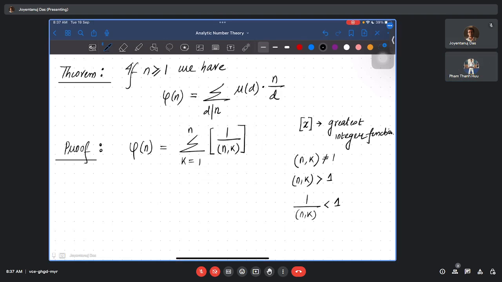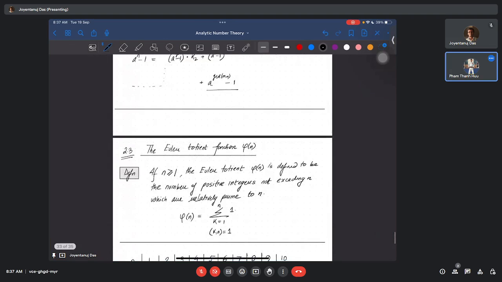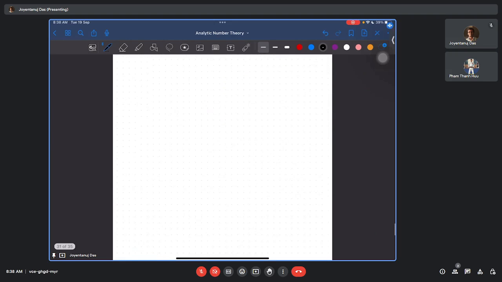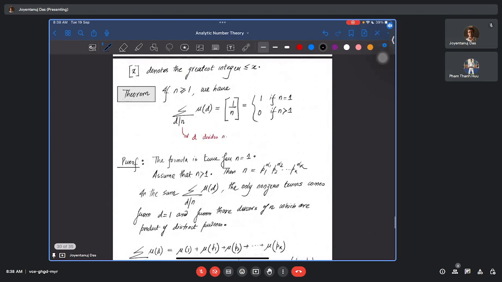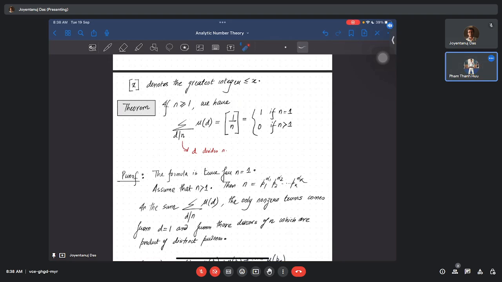Now if I use this theorem, let me go back, we proved this one. So mu of d, I think we defined here. Now we'll use this theorem: the box of 1 over n is nothing but the summation over all d dividing n of mu of d. This we proved. So we'll use that.